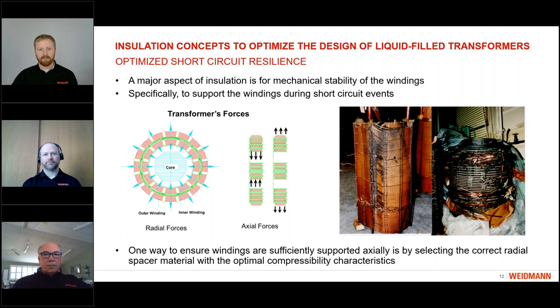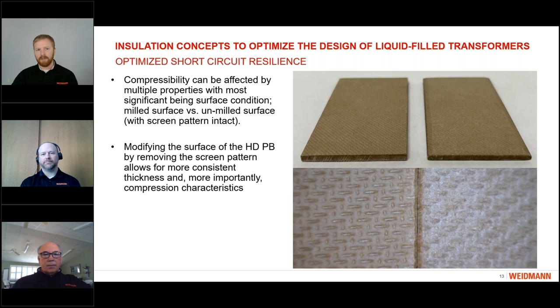So compressibility can be affected by multiple properties. However, most significant is the surface condition of that material. So when we look at compressibility of radial spacer materials, we consider a material that has a milled surface pattern or an original unmilled surface with the screen pattern intact.